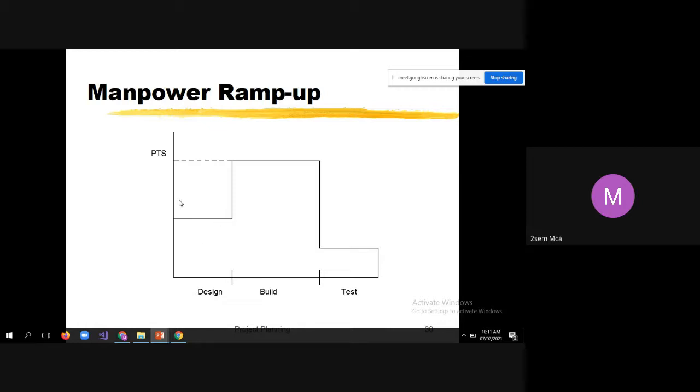From this diagram, we understand, for example, that we need 10 people for design. Then for development, we may need 20 people. For design, 10 people for, say, 1 month. For development, 20 people for 2 months. And for testing, 5 people for 1 month. You can assume like this. This shows manpower ramp up.